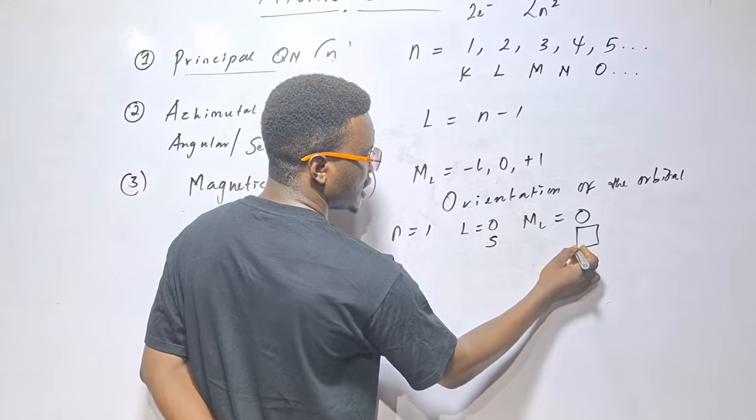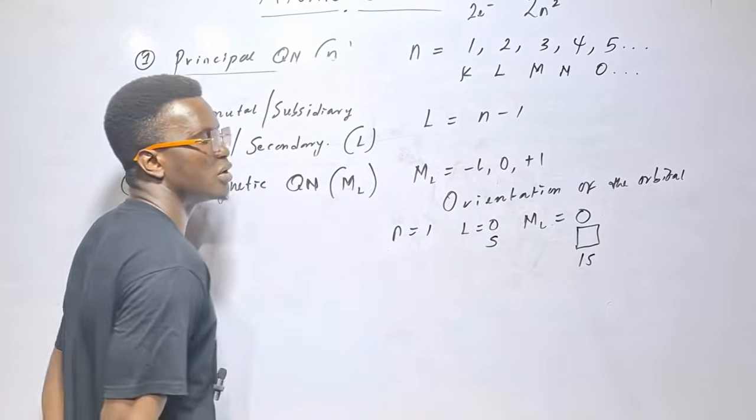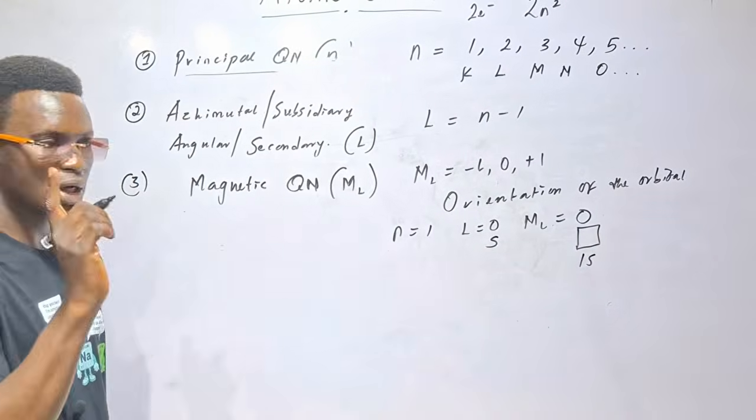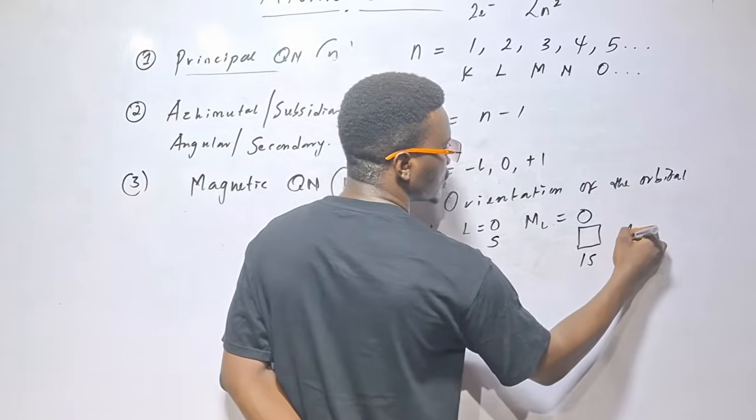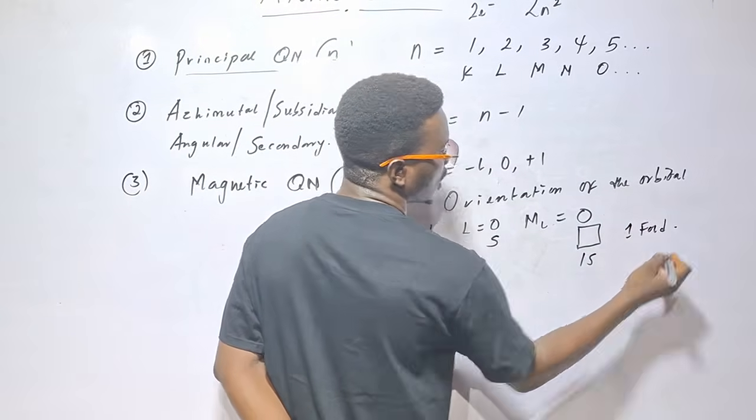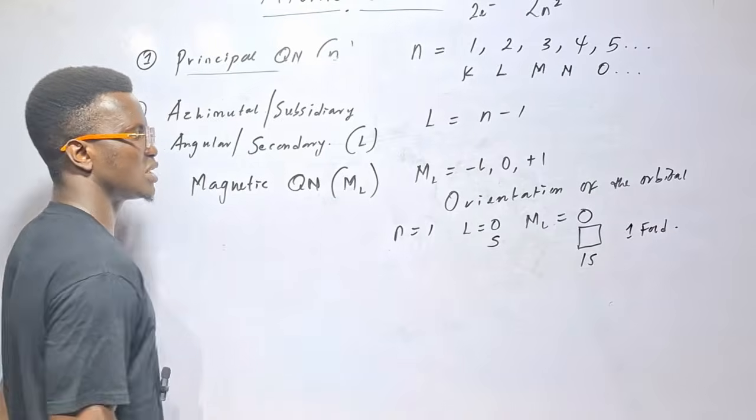So for 1s, we only have just one spatial orientation. Just one. So we call this one-fold degeneracy. One-fold. Let's look at another one.